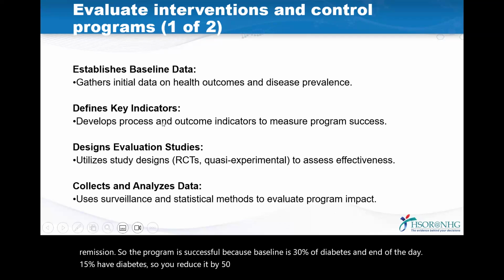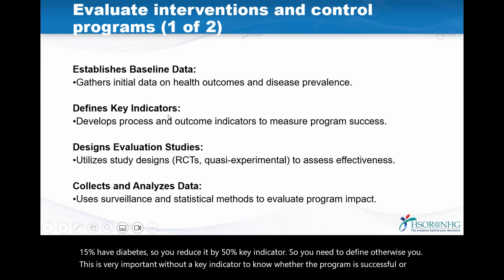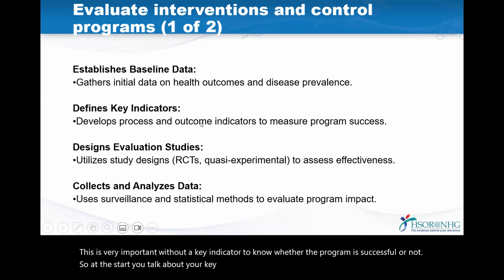Key indicator. You need to define it, this is very important. We have a key indicator to know whether the program is successful or not. So at the start, you talk about your key outcome. There are two types of indicator. You know the difference between process and outcome.